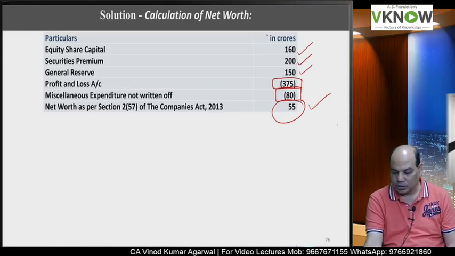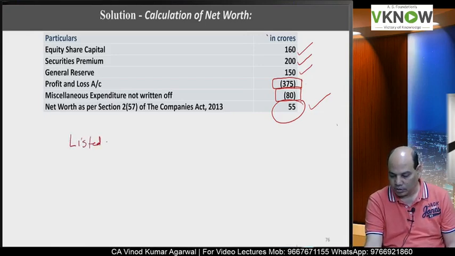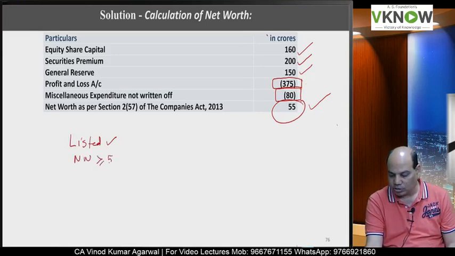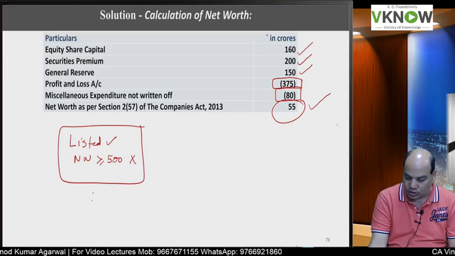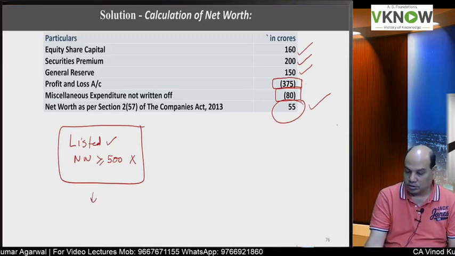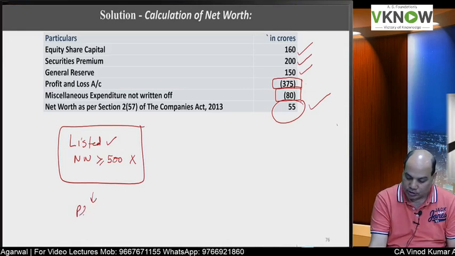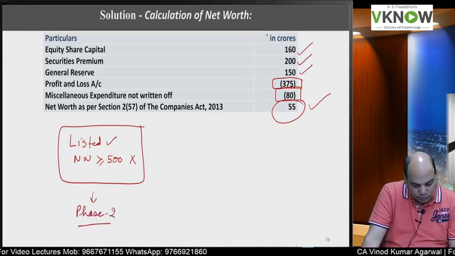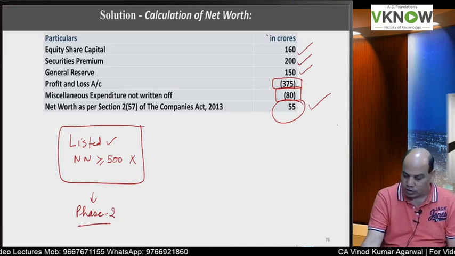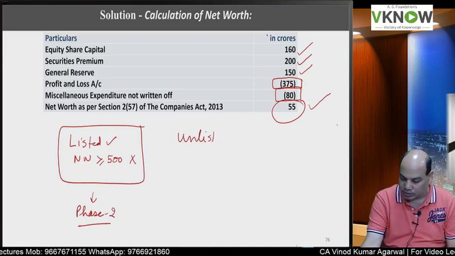It is a listed company, and that is satisfied. Net worth should be greater than or equal to 500. Not satisfied. So first clause A is not satisfied. Then the answer will be not phase 1, but phase 2, because a listed company can follow phase 2. So phase 2. Then suppose second question, it is an unlisted company.